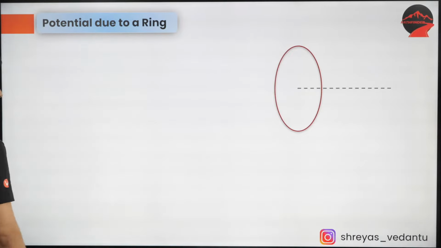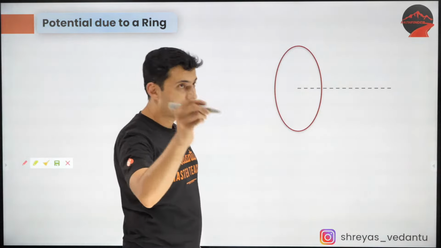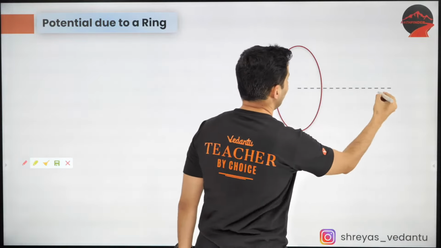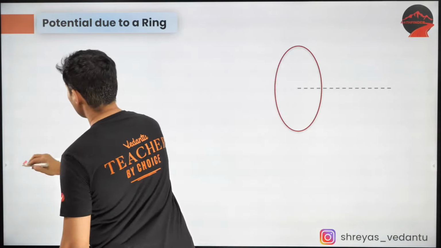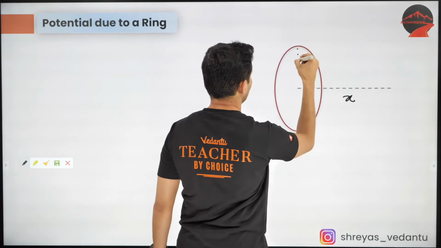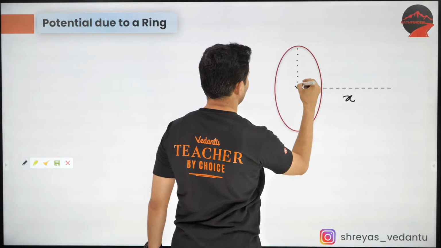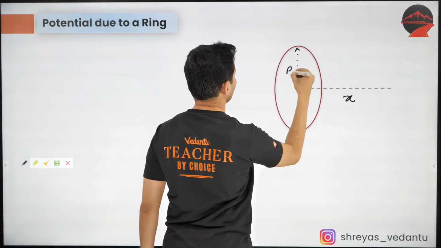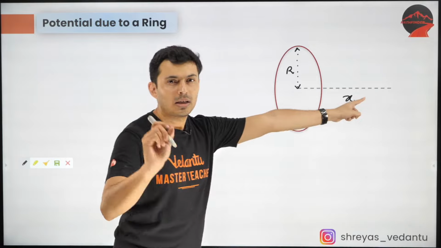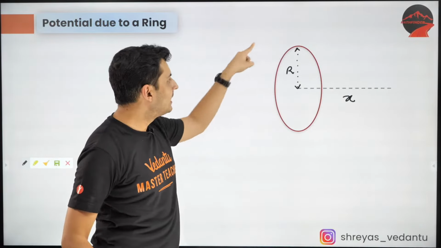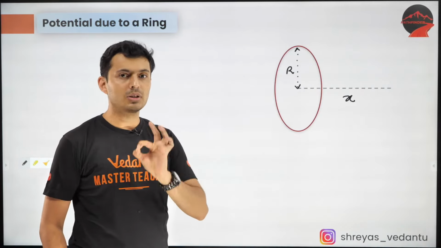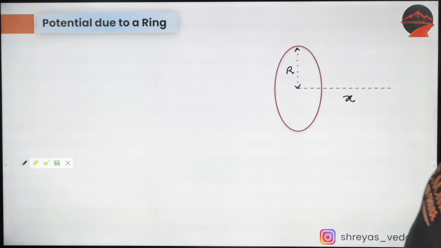So, all right. Now, because of a ring, what is the potential? Let's do this. First of all, let's just assume some distances. This is X. This is nothing but R. I want to find the potential over here. Here is what I will do. I will divide the ring into small dq charges. Okay, see what I have just done.